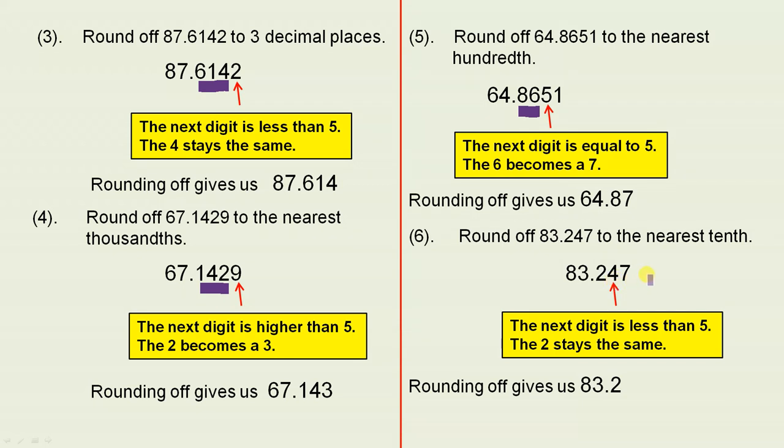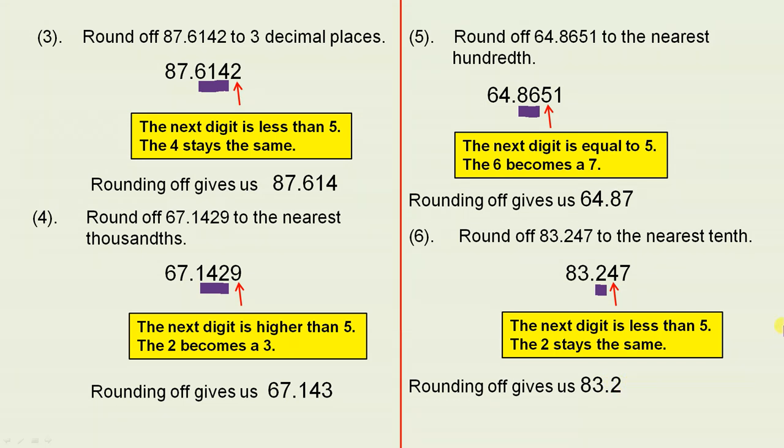And the last one. Round off 83.247 to the nearest tenth. That means to 1 decimal place. So we need to see 1 digit after the decimal point. The next digit is less than 5 because it's a 4. See, there it is there. It's a 4. The 2 stays the same, so we don't change that. So rounding off gives us 83.2.